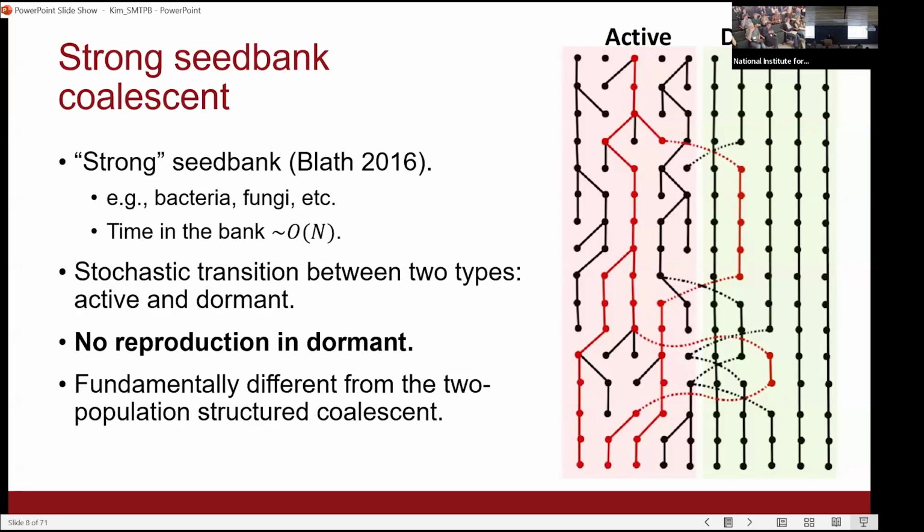So this is intrinsically different from the structured coalescent model. In the two-population structured coalescent, whether you're in population 1 or population 2, you can coalesce as long as you're in the same population. But for the strong seed bank coalescent model, there's an asymmetry in the coalescent process, where in the active population you can coalesce, but not in the dormant.